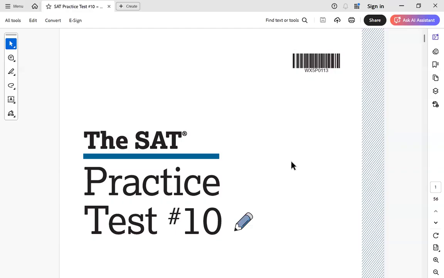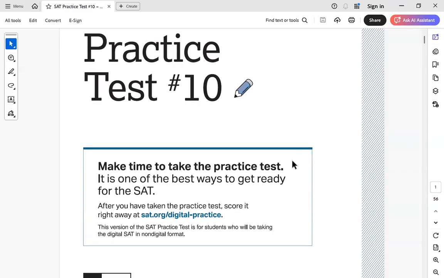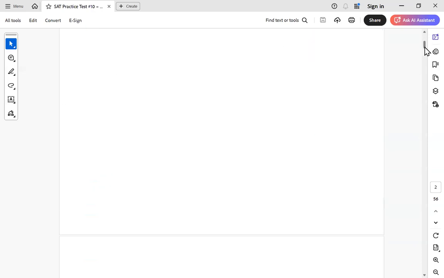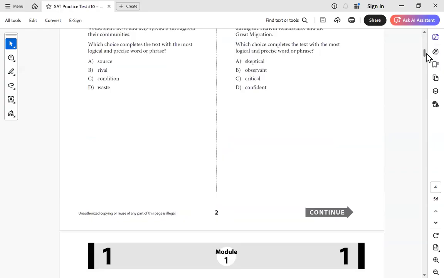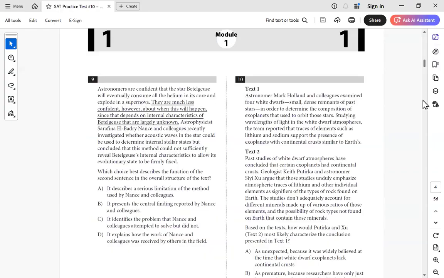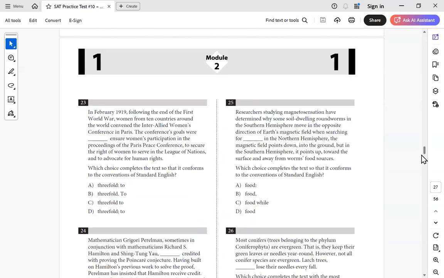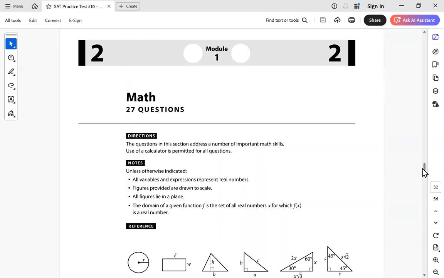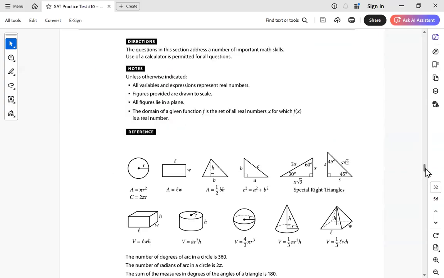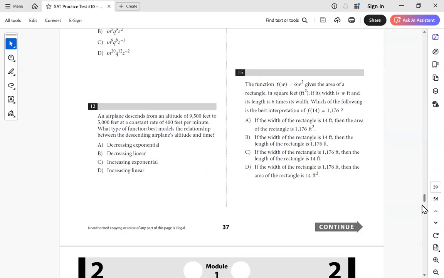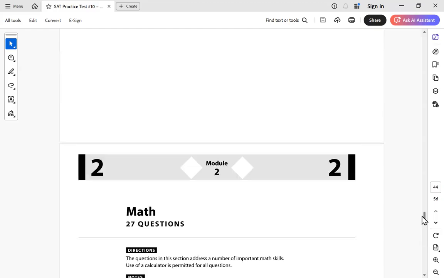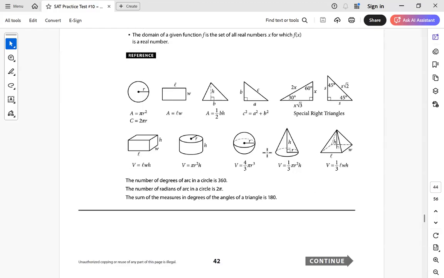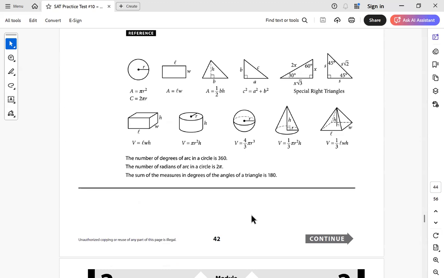Once you download the SAT practice test, it will look like this. It starts out with a reading and writing module, a couple of them actually, and then it has the math modules. Module 1 of the math starts on page 30. In this video, we're going to start on Module 2, which is right here starting on page 42.